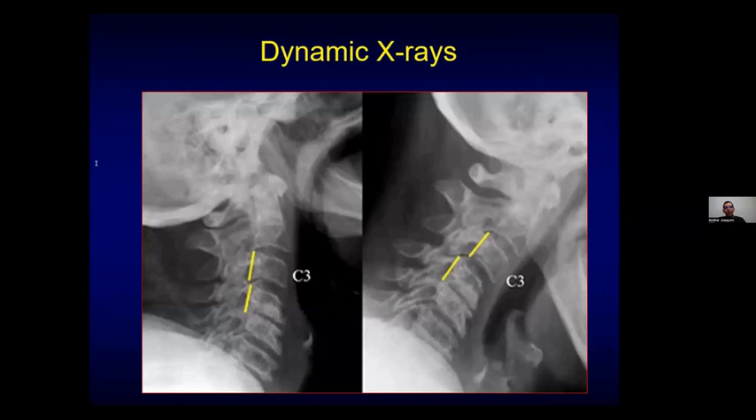And it's necessary to have a comprehensive evaluation. Unfortunately, most of the time we have to do not only an MRI, but also dynamic X-rays. Here you can see I have a couple of cases where you note an instability in dynamic X-rays. You can see a clear mobility between C3 and C4.